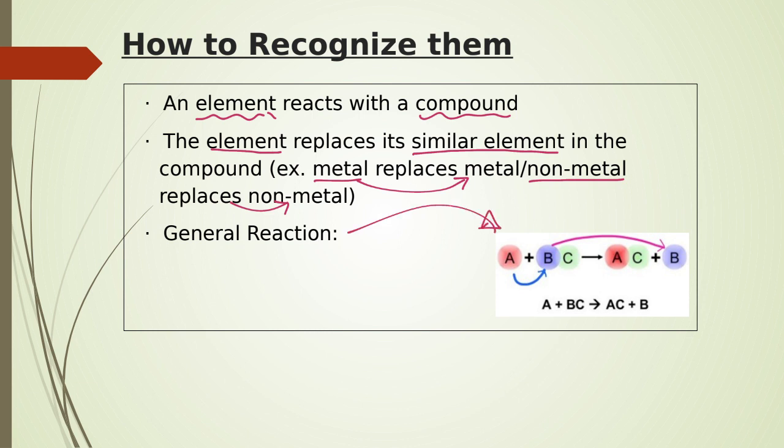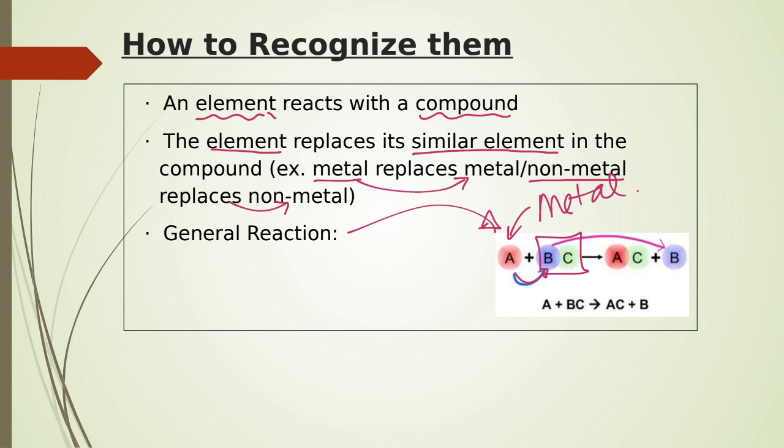And when I look at that, I recognize right away that this is the type of single displacement where this A element is a metal. And I know this because it is kicking out B of this compound. And we know that whenever we have compounds, we always list the metal first and then the non-metal second.